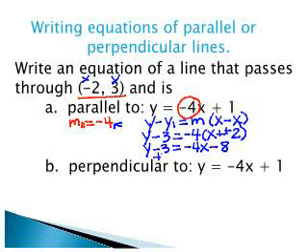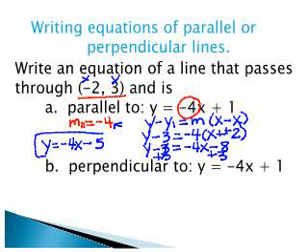And we need to add 3 to each side. And our final answer is y is equal to negative 4x minus 5. This is an equation of a line that is parallel to what we were given, but passes through our new point. So you can tell that it has the same slope because it's parallel, but it has a different y-intercept.